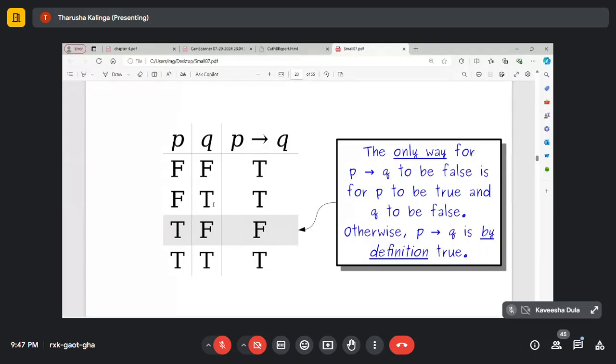How can that happen? Let's take an example. If it is raining, the ground gets wet. True and true, and the output is also true. At the same time, if we say it is not raining, and what happens? It is not raining, and here the ground gets wet.